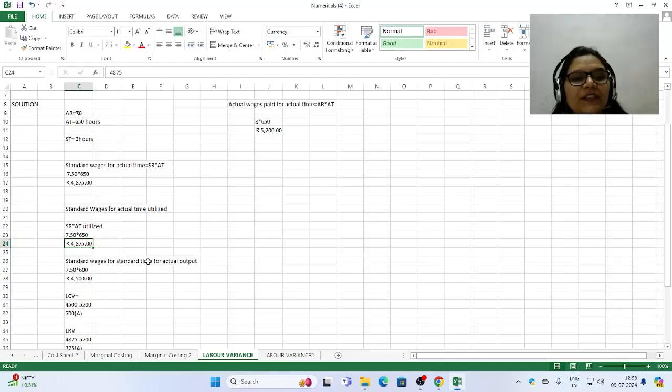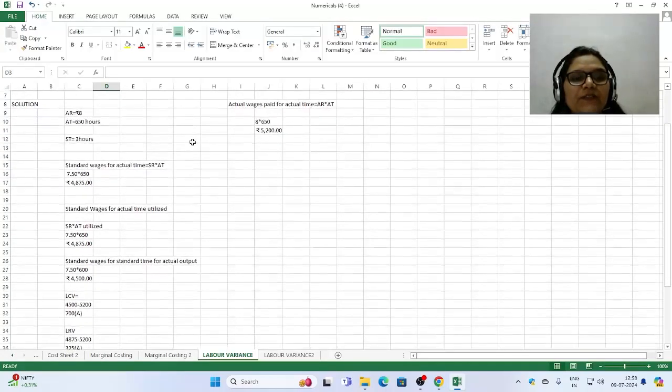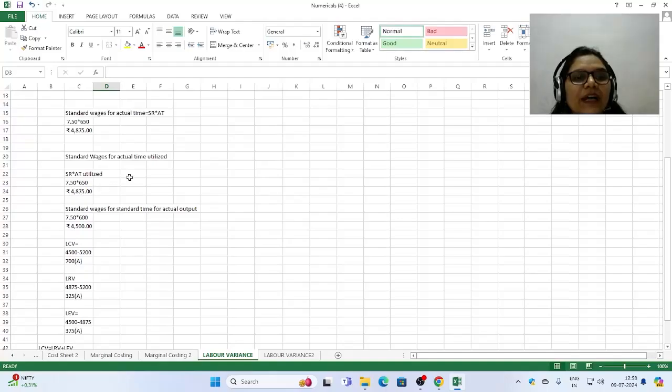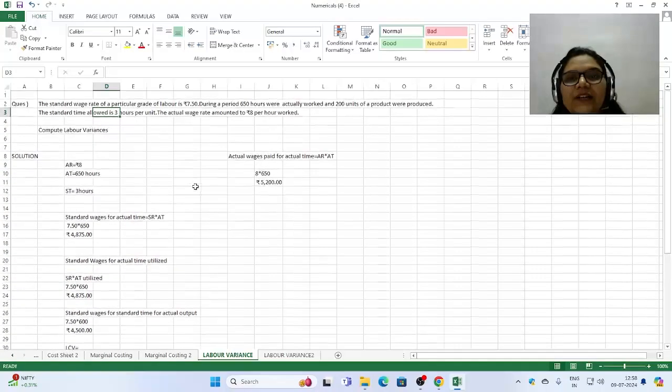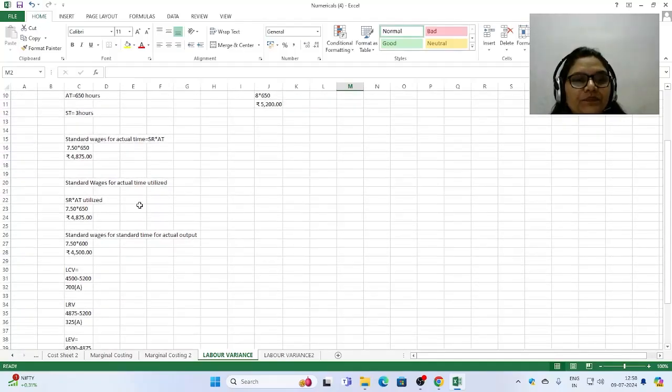Now standard wages time for actual output. Now in this question, the output produced was 200 units at the rate of 3 hours per unit, which is standard 3 hours. So standard time for actual output will be 600. That is 200 into 3, 600. Therefore, we have written standard wages 7.50 for standard time for actual output 600, which will give you rupees 4500.